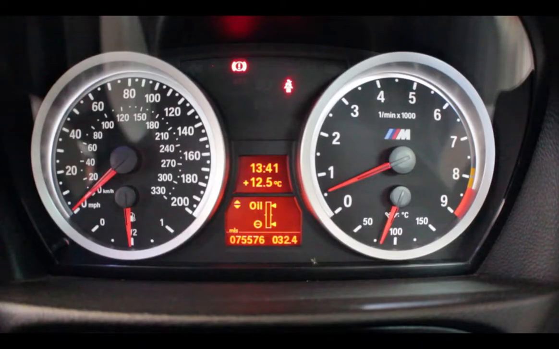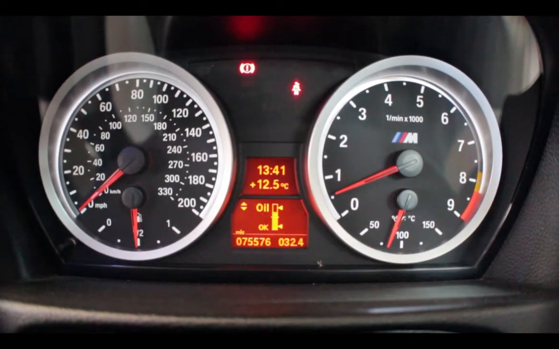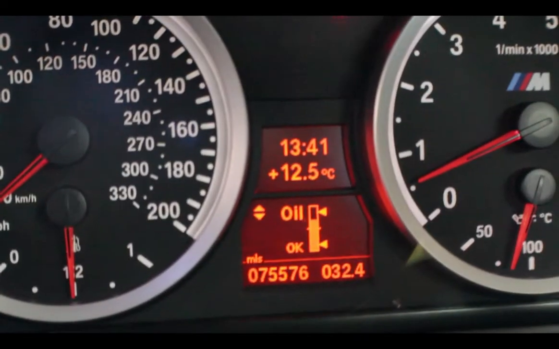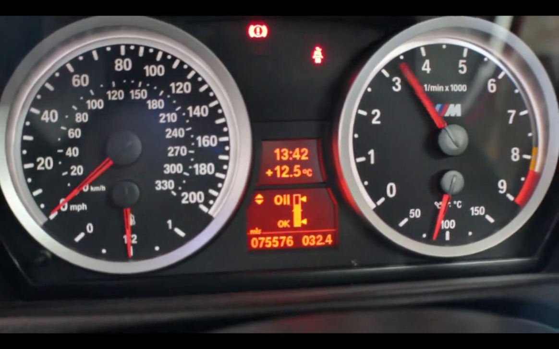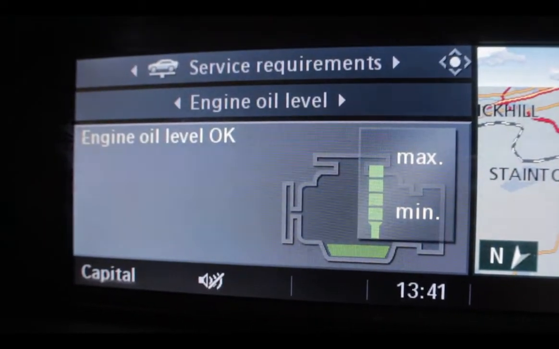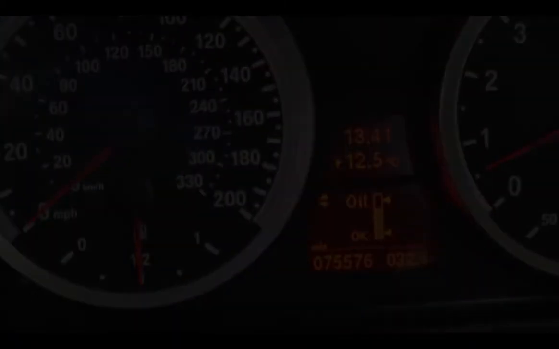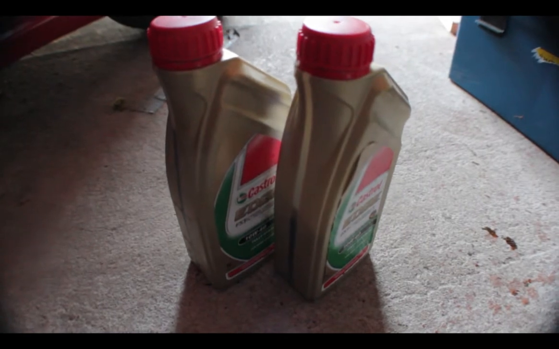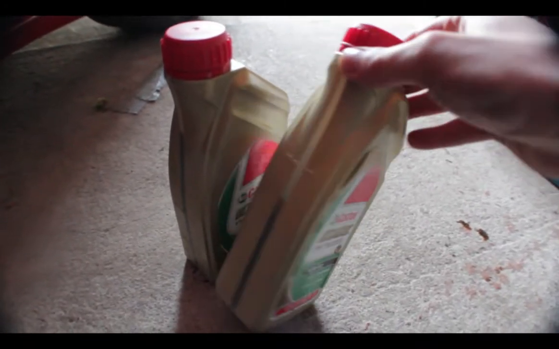That's it. Shut the bonnet, start the engine up and wait for the oil to get back to temperature. Once the oil reading goes good, there you go. And it should go good on the iDrive as well. Engine oil level okay. If your engine oil level still isn't okay at this point, you need to start this sequence again from the beginning. So scoot back to the beginning of the video and do the entire process again.